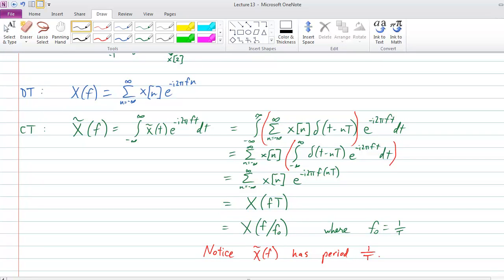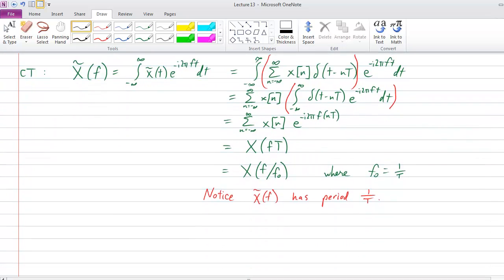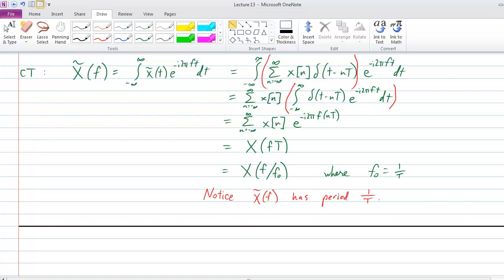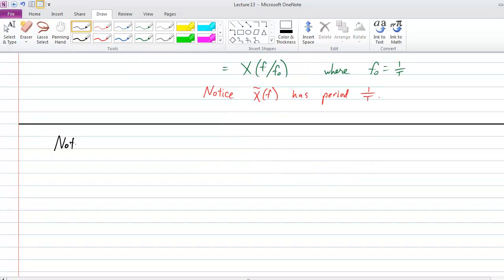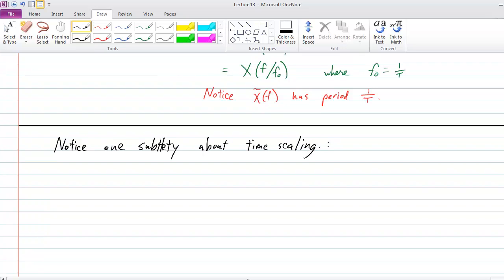Before we go on, I just want to point out one subtlety. It's not crucial to recognize this, but it could lead to misunderstanding if you don't recognize it. Okay, this is about time scaling.